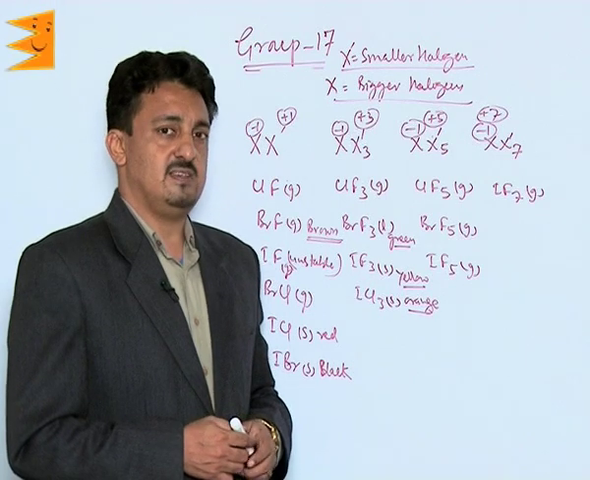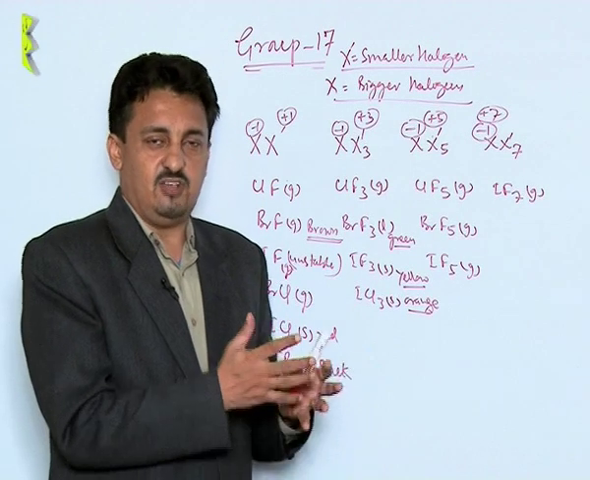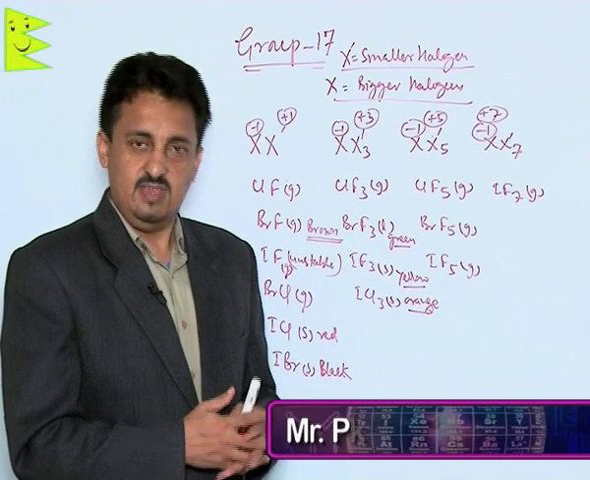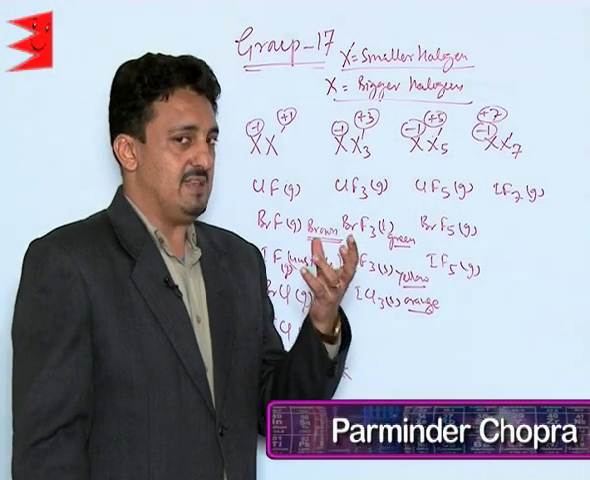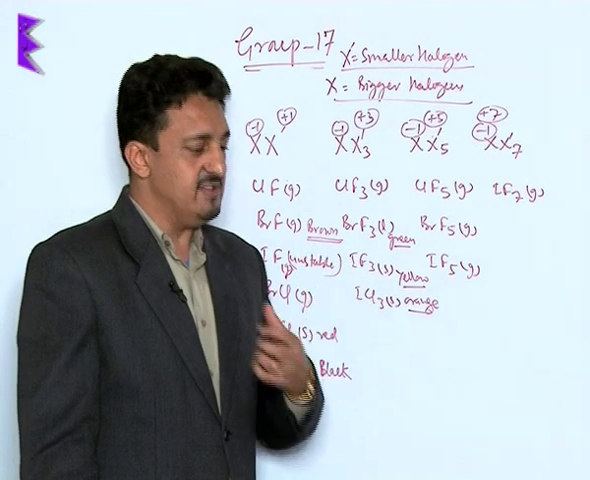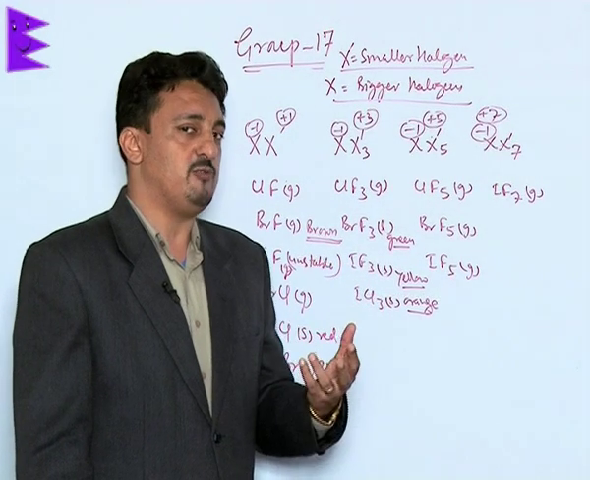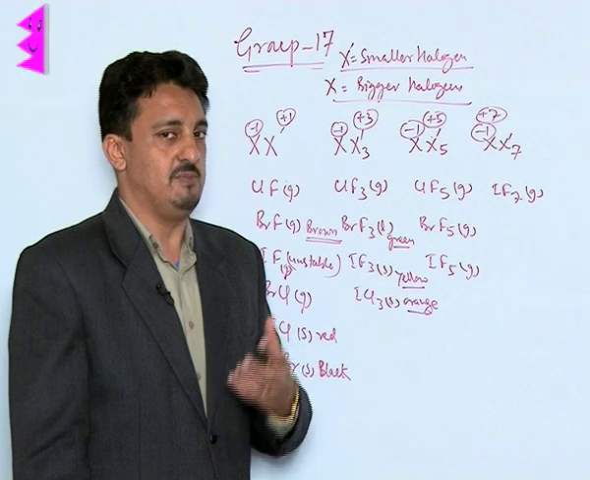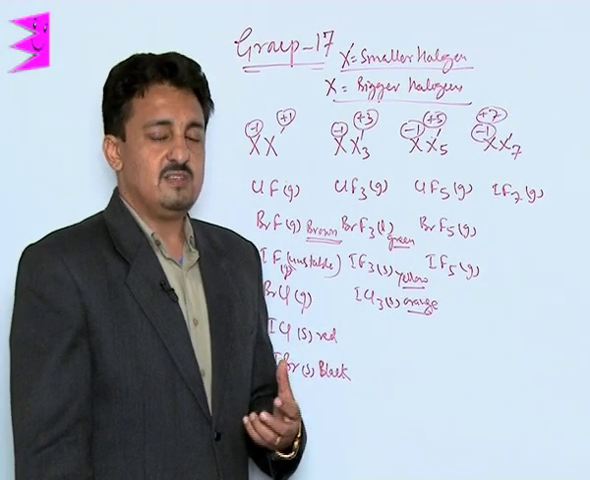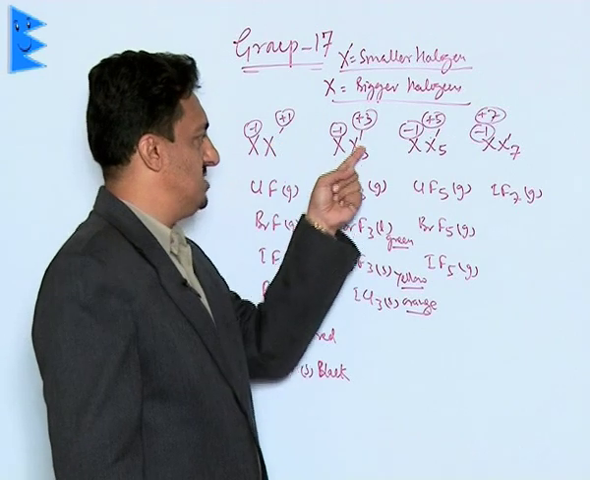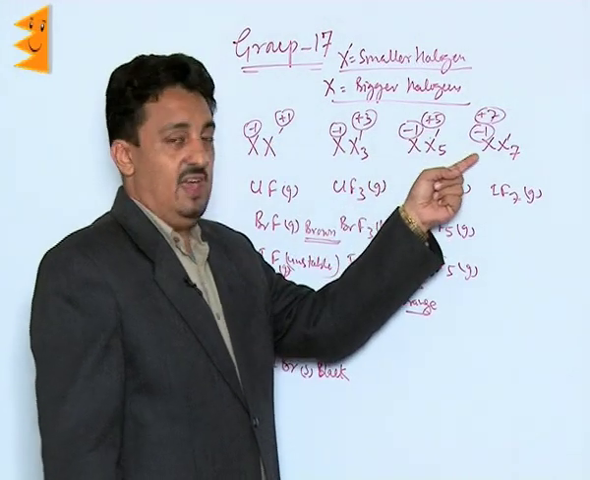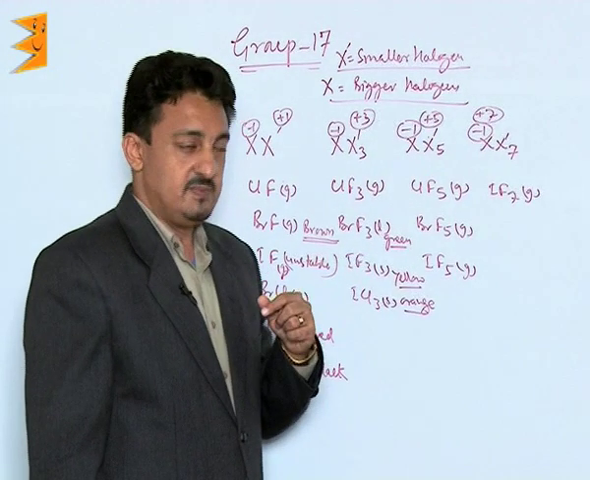Now let us discuss the halides of halogens, which are called interhalogen compounds. It sounds very typical, but the fact is that when halogens combine with elements of their own group, the compounds formed are called interhalogen compounds. These compounds mainly are of four types: XX', XX'3, XX'5 and XX'7.